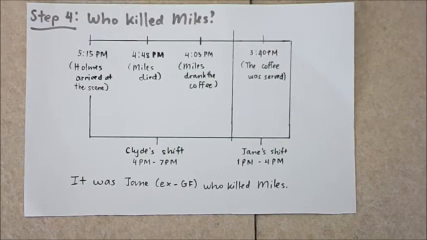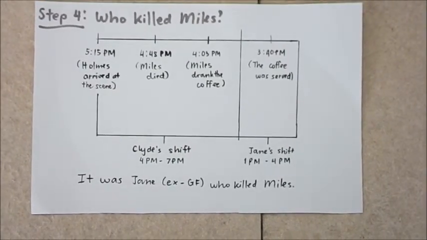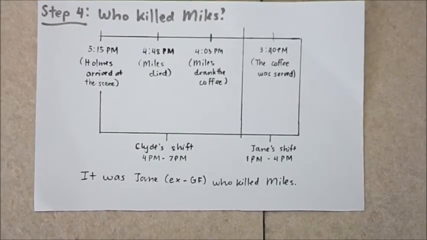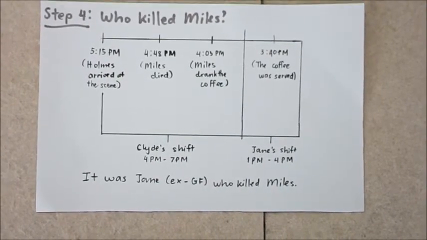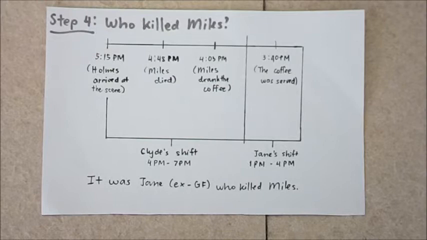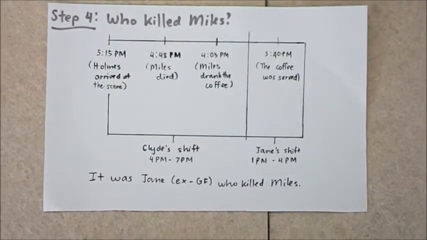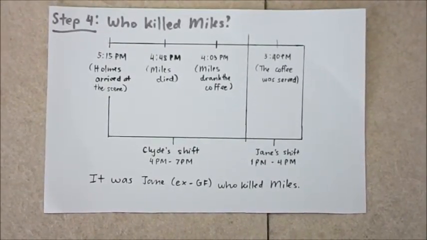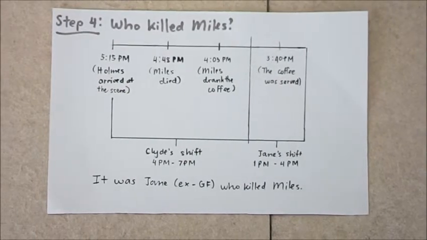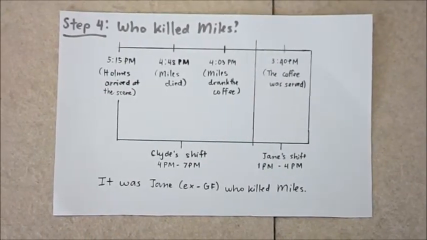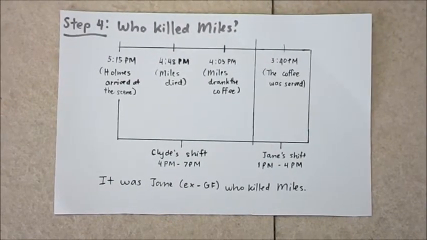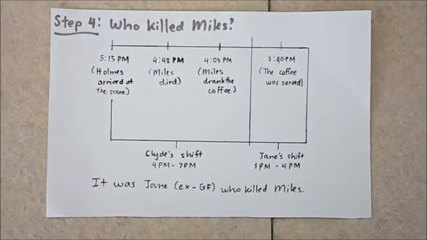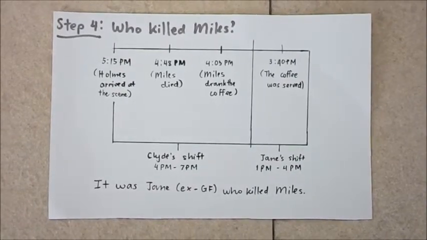So now finally, we can know who killed Miles. The problem stated that Clyde's shift was from 4 p.m. to 7 p.m. and Jane's shift was from 1 p.m. to 4 p.m. And we found out that the coffee was served at 3:40 p.m. and he drank the coffee at 4:03 p.m. and he died at 4:48 p.m. Therefore, it was Jane, his ex-girlfriend, who killed him.